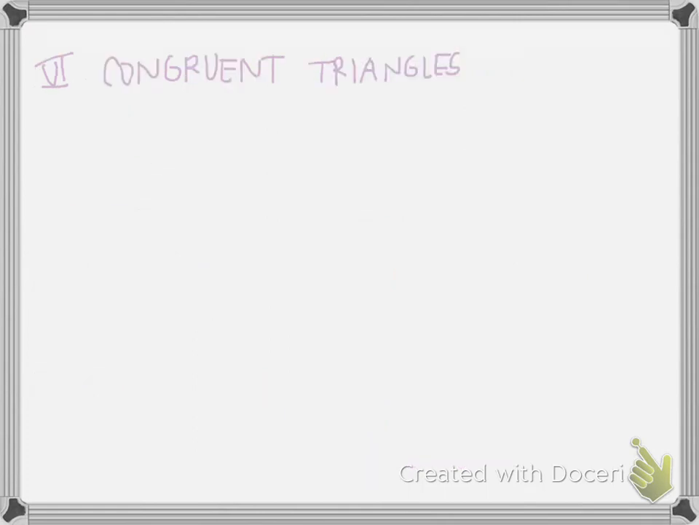So remember, if triangles are congruent, then each part of the triangle is also going to be congruent. So if triangle 1 is congruent to triangle 2, then each corresponding part is also going to be congruent.